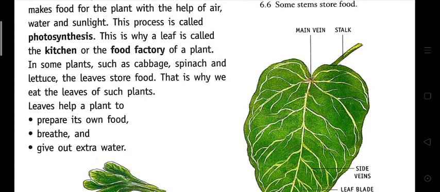Why is the leaf important to a plant? Because it prepares food for the plant with the help of water, sunlight, and air, and this process is called photosynthesis. And that's why the leaf is called the kitchen of the plant, or the food factory of the plant.